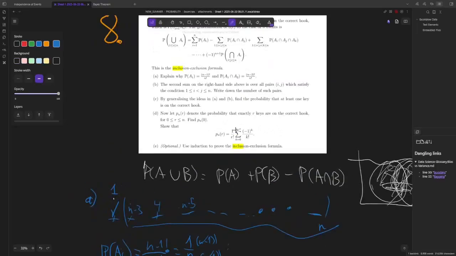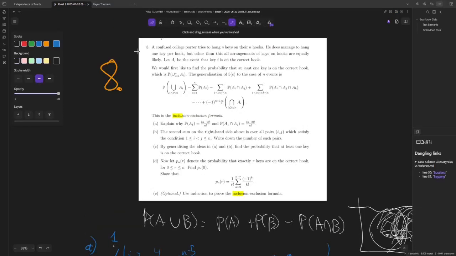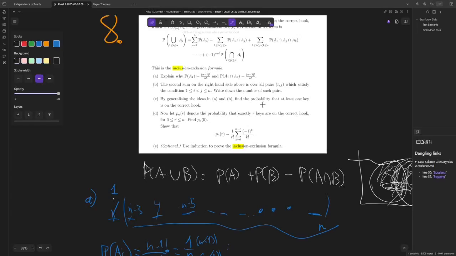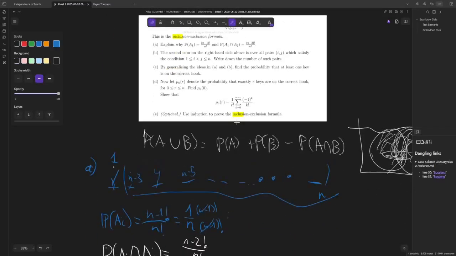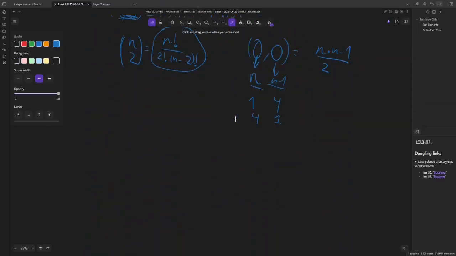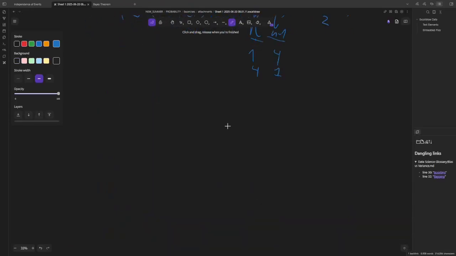Now, let's do number 3. By generalizing the ideas in A and B, find the probability that at least one key is in the correct hook. Okay, so literally now we can use this one. We would like first to find the probability that at least one key is in the correct hook. It's literally the same. So we know that it's this formula, which represents the union of the probability of unions of 2 or more elements.